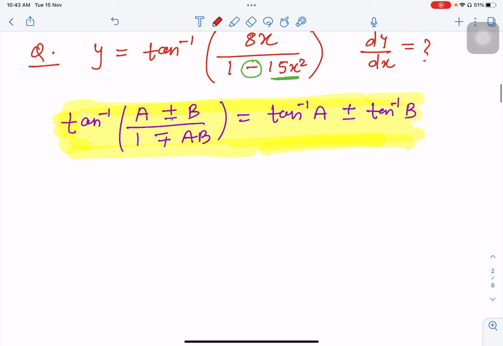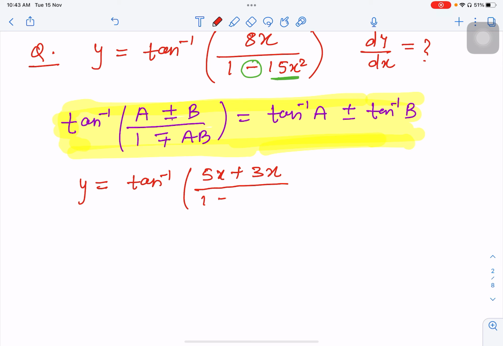Clearly we can see that the breaking is nothing but 5x and 3x, correct? So we'll have 5x plus 3x over 1 minus 5x into what? 3x.